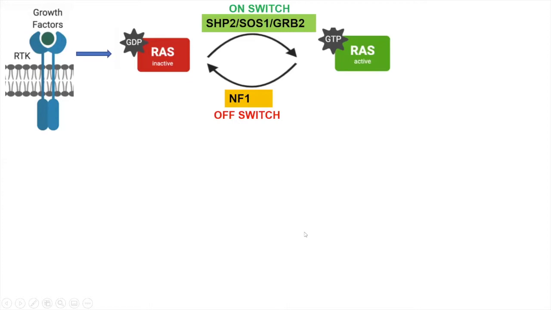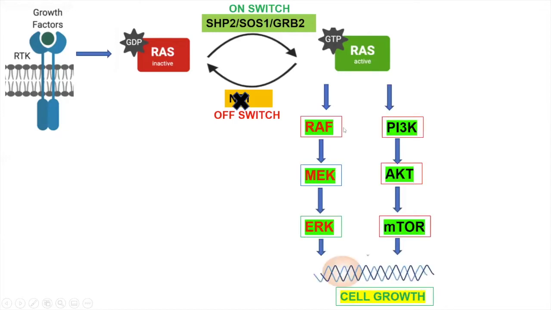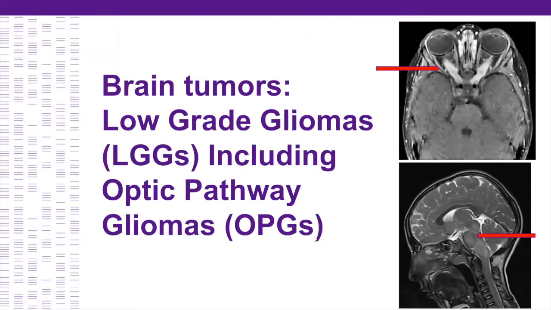However, for a patient who has NF1, they lose the NF1 gene. So in a sense, they lose their off switch, and as a result, these signaling pathways are switched on all the time. And this results in the formation of a tumor. Now, in the next section of my talk, I'm going to be talking about the most common types of tumors that develop in patients with NF1.